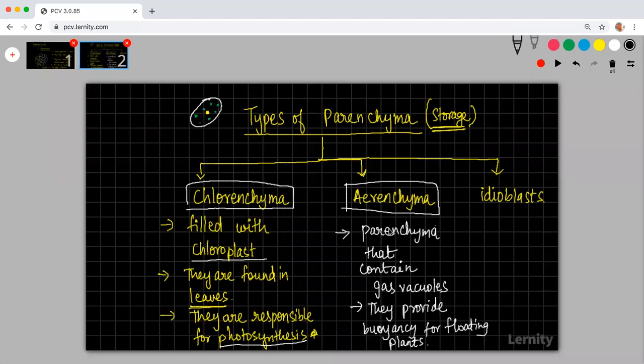Okay, so then you have the third type. What is the third type? The third type is called idioblast. These idioblasts are structures that store oils, tannins, etc. You have some structures.